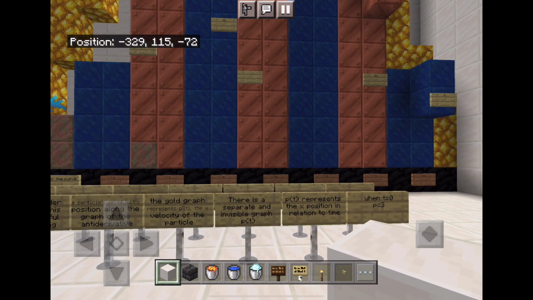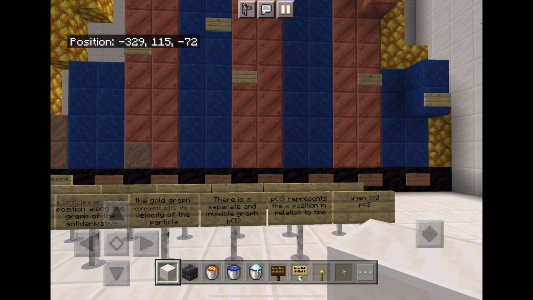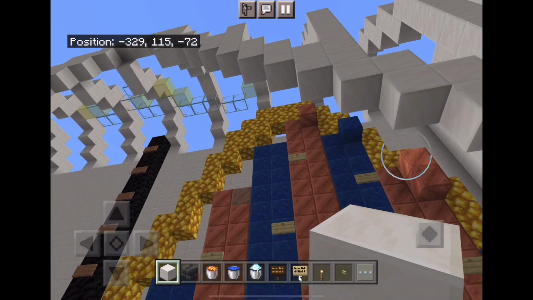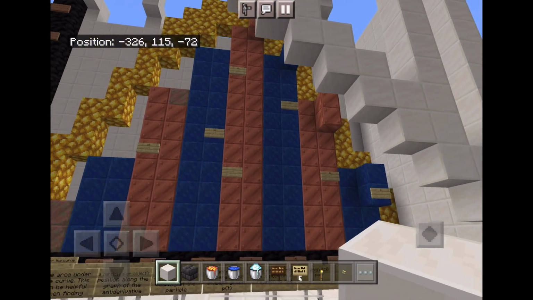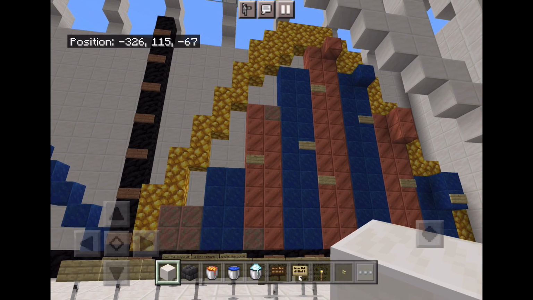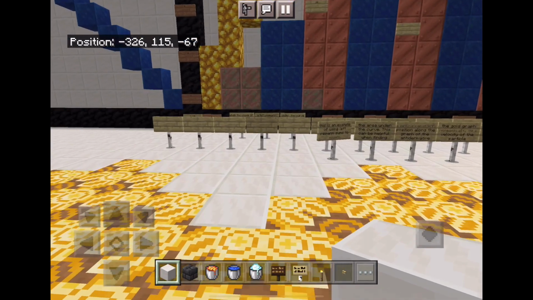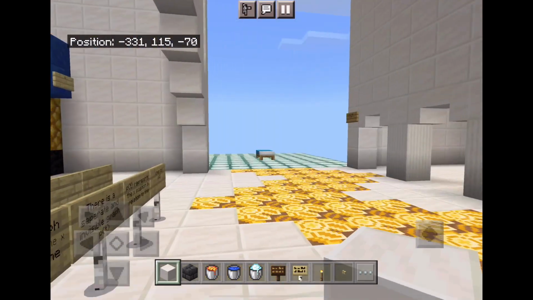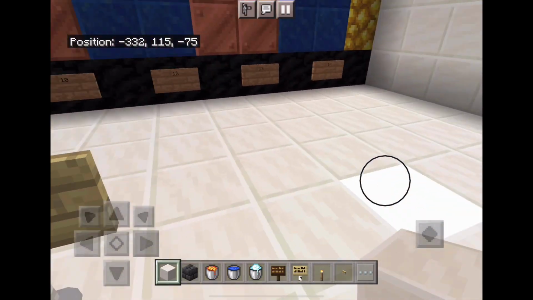So the gold graph right here shows p prime of t, which is the velocity of the particle in the x direction in relation to time. And we're going to say when time is 0, the x position is 3, so x equals 3. That's our initial value. That's where we're starting.